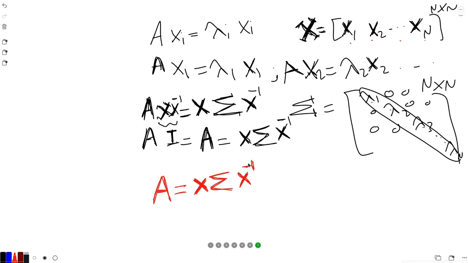This is called eigen decomposition. This decomposition is called the eigen decomposition. So the matrix could be decomposed into these two matrices, X and X inverse, and in between we have a diagonal matrix which contains only the eigenvalues in the diagonal. So actually this is a very interesting equation. It has many applications, and it is related to the decomposition of a matrix.